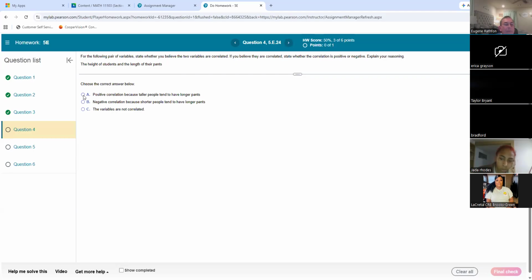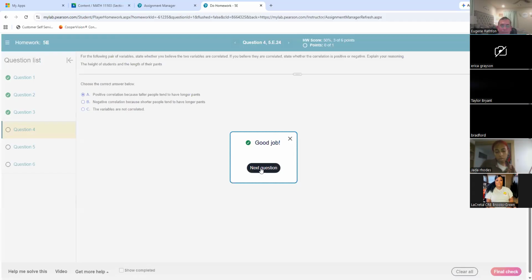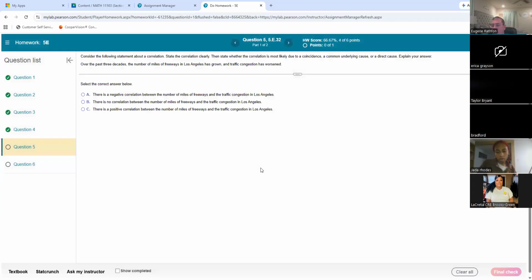It's definitely right, right? Positive correlation, because the taller someone is, the longer those pants are going to get. Negative would mean they're getting taller, but their pants are getting shorter. So this one definitely both should go up and be positive. It's almost sort of common sensey type stuff, you know.